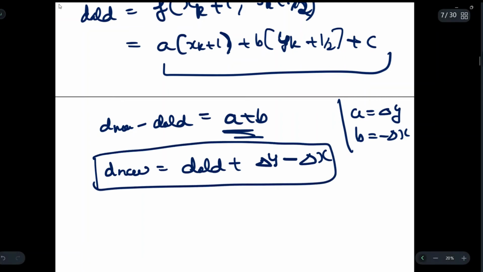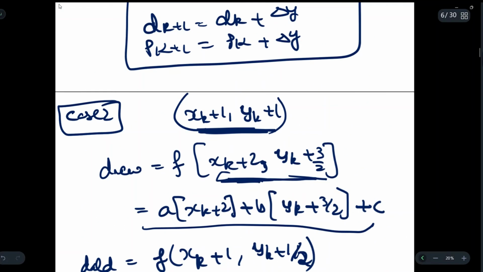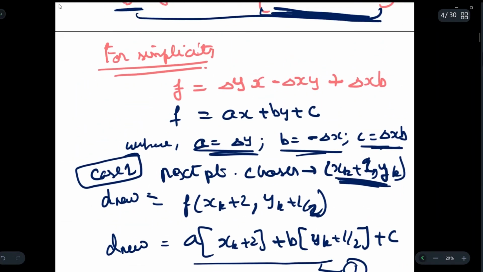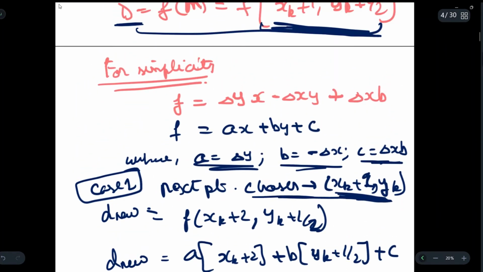when for case 2 when we are choosing this point, that is the one above the point. So we had earlier discussed, if the point lies above the line, then the value of d will be taken to be as less than 0. And over here we had taken the point to be below the line, that is over here.